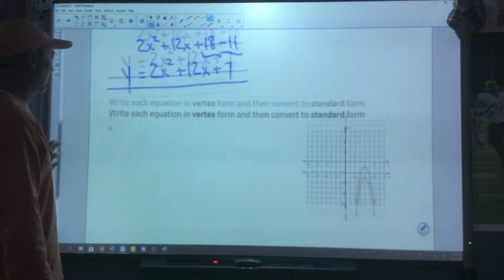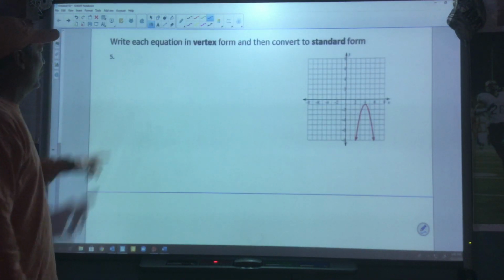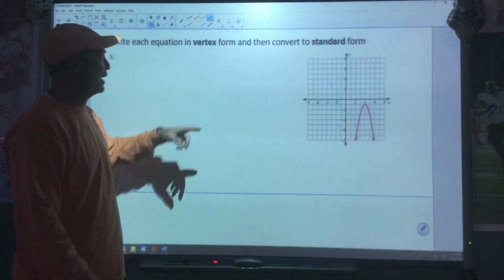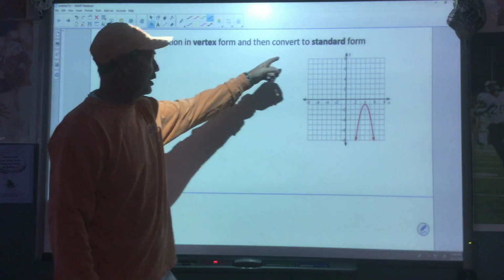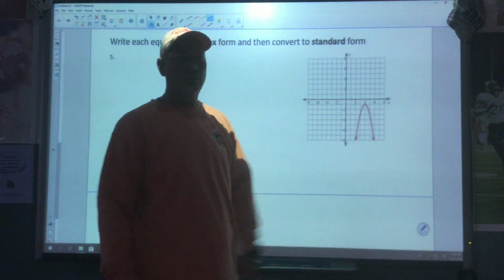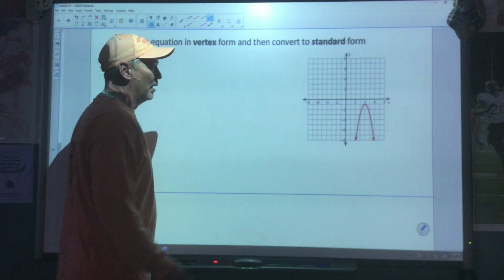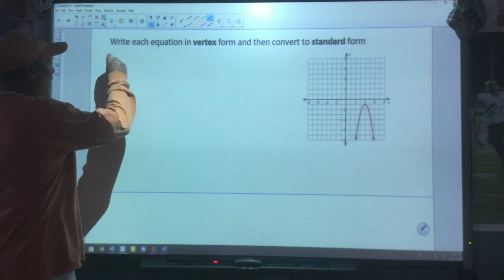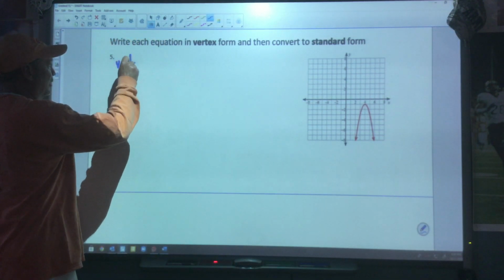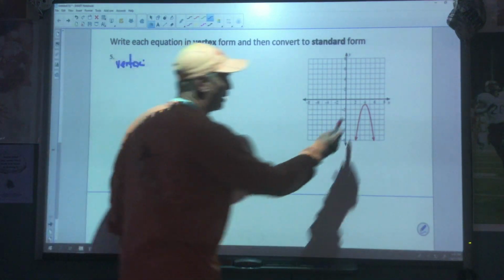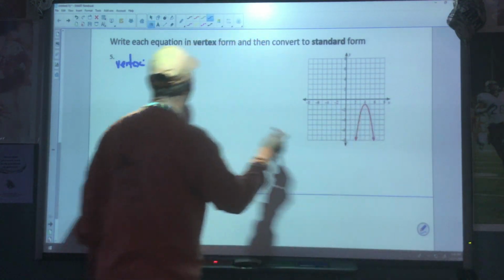This is going to take us a little bit of work, a little bit of steps here. We're going to write each equation in vertex form, and then we're going to convert this to standard form. It's going to take a little bit of work. The first thing we want to do is find the vertex. In this case, my vertex is going to be at (4, -1).